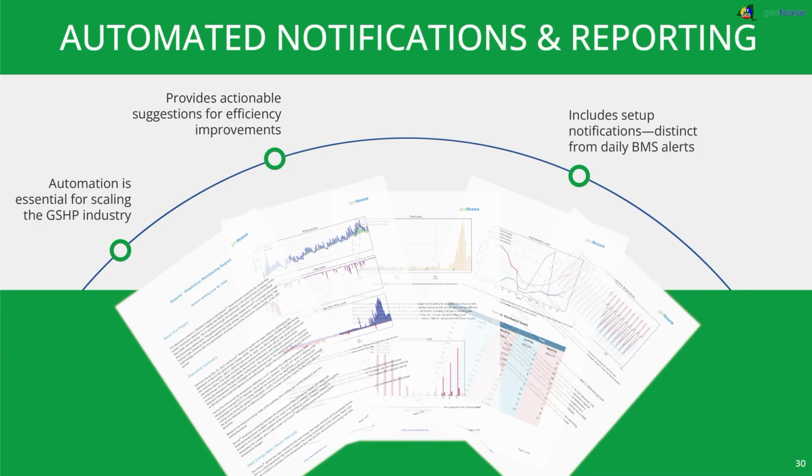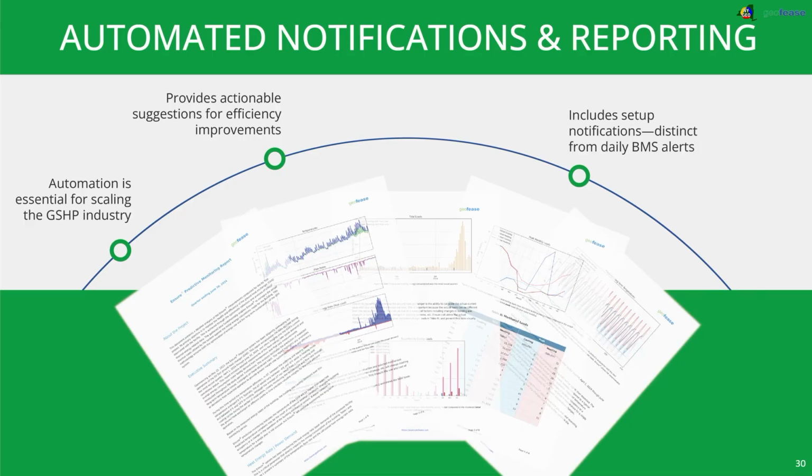Something that ideally provides actionable feedback and suggestions for efficiency improvements for these reports is also important to consider. And then some sort of notification that's generally distinct from the day-to-day operations and the minute-to-minute operations. The building automation system will handle that, but something that looks at the long-term performance and then the optimization potential of the system, not necessarily just keeping the lights on.